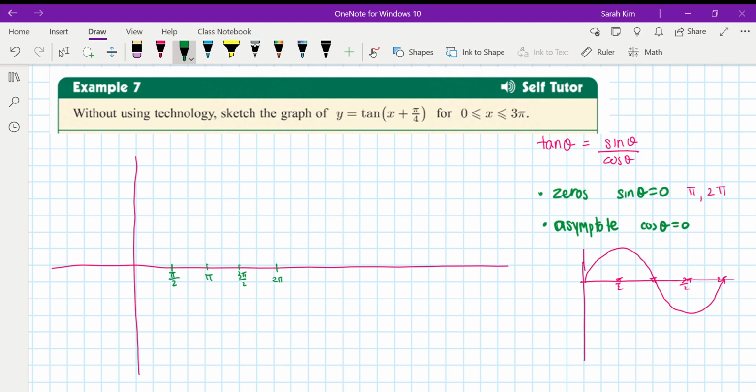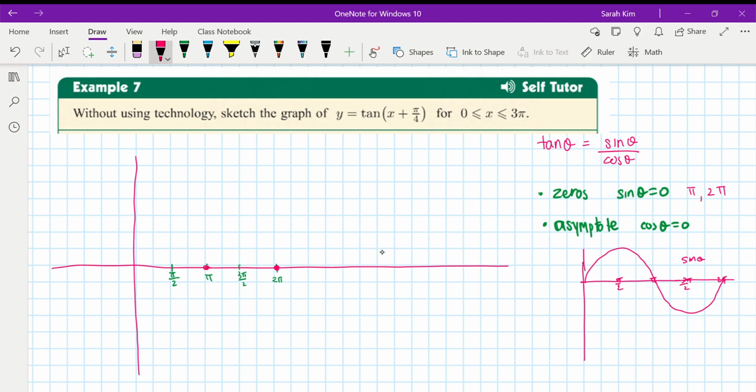I'm not sure if it's going to be enough scale. We might have to change it in a bit, but we'll just do that for now. So my tan theta graph would have a nice 0 at pi and 2 pi. I know that. Alright, let's see if I can find the asymptote. So this was the sine theta. I'm going to see if I can just write the cos theta on this axis as well.